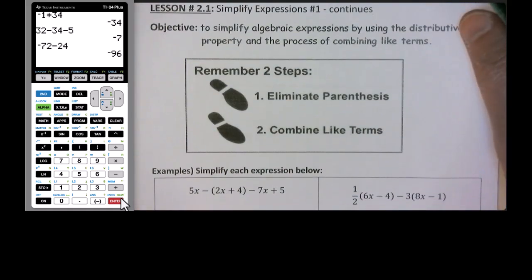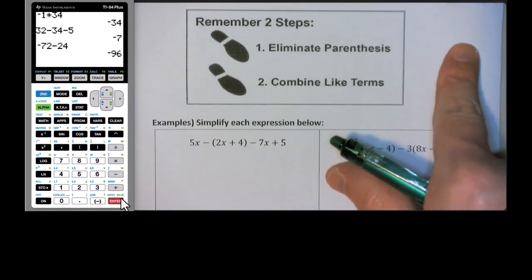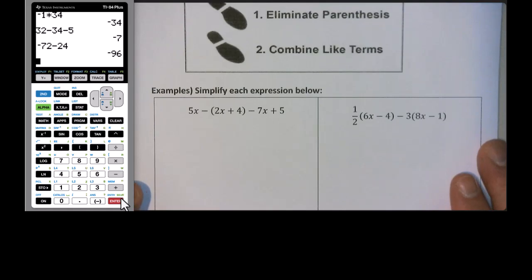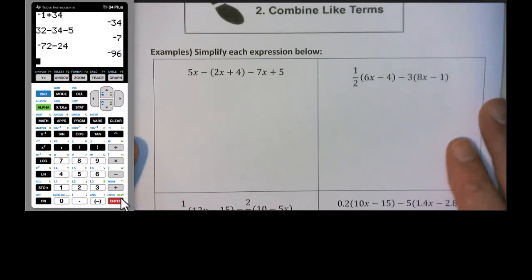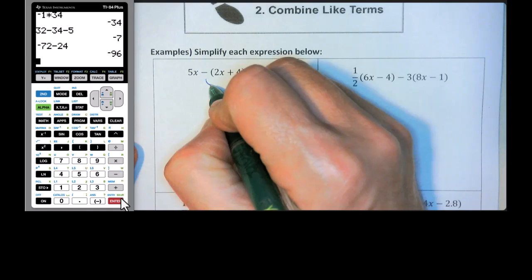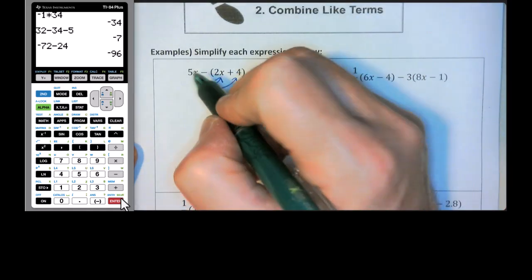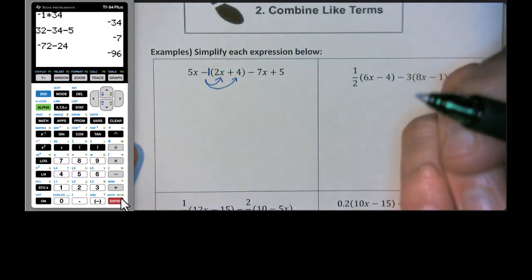Here we have the next page, and we're going to continue on with 4 more examples. So let's take a look. Please remember the 2 steps: eliminate parentheses, combine like terms. Right here, first thing I see is I have parentheses, so I'm going to eliminate. Please remember there's an invisible 1.